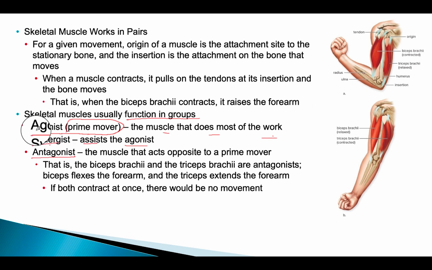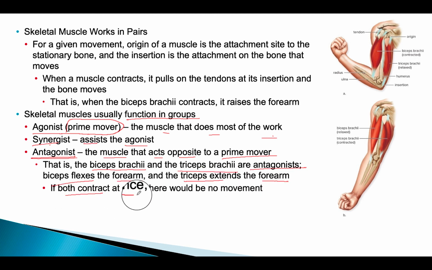The antagonist: this is the muscle that acts opposite to the prime mover. So it's acting against the agonist right over here. Now let's take a look at these muscles over here. The biceps brachii and the triceps brachii are antagonists. Biceps flexes the forearm, triceps extends the forearm.